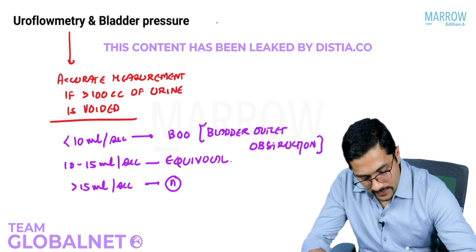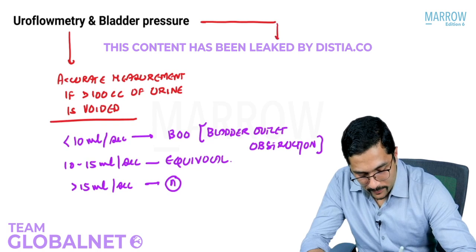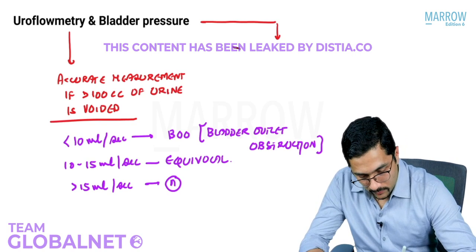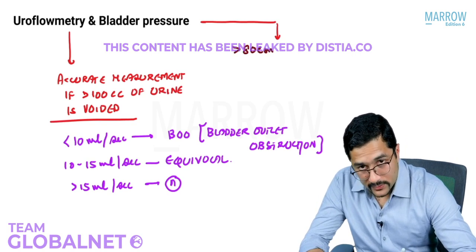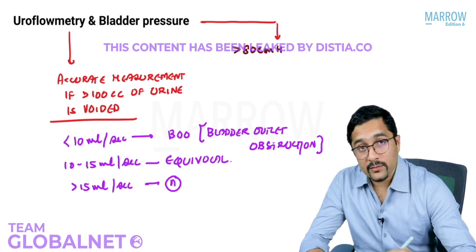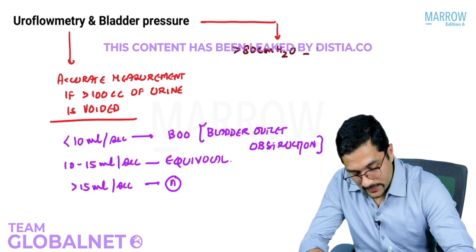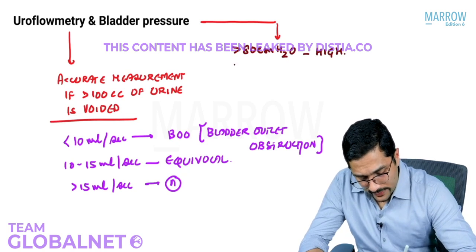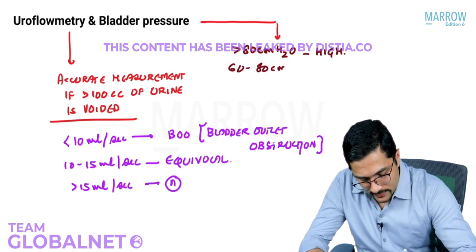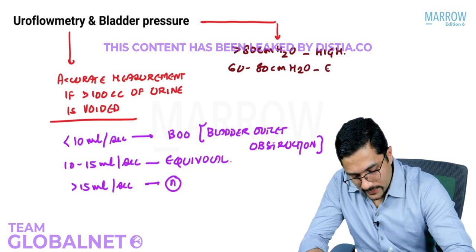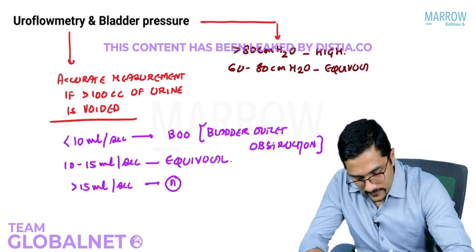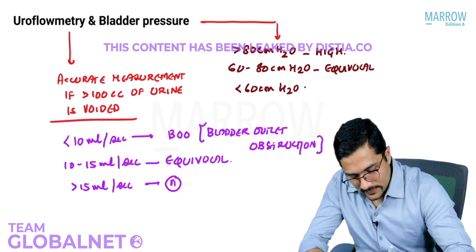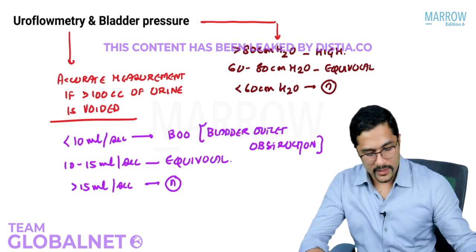Bladder pressure measurement can also be done. If the bladder pressure is more than 80 centimeters of water, it is considered high bladder pressure. If it is 60 to 80 centimeters of water, then it is considered equivocal. And less than 60 centimeters of water is considered normal bladder pressure.